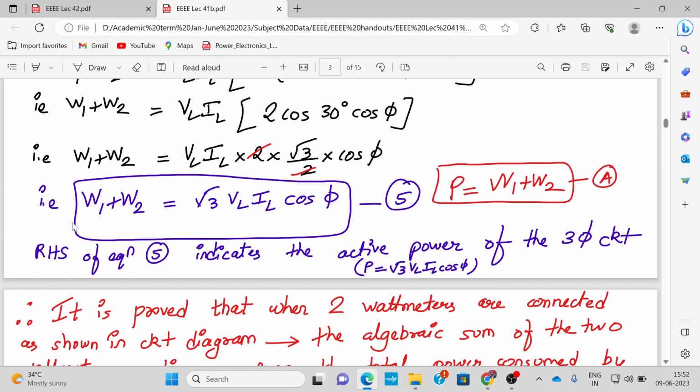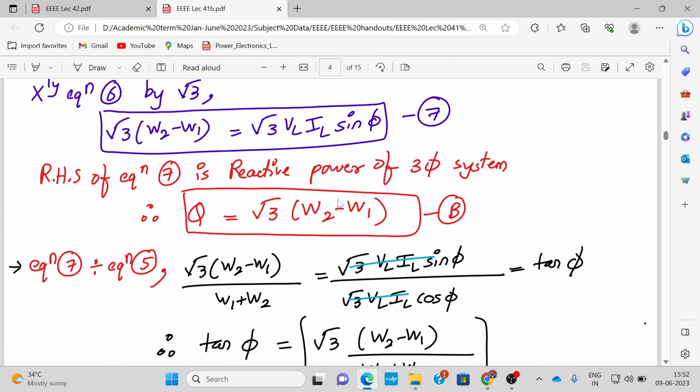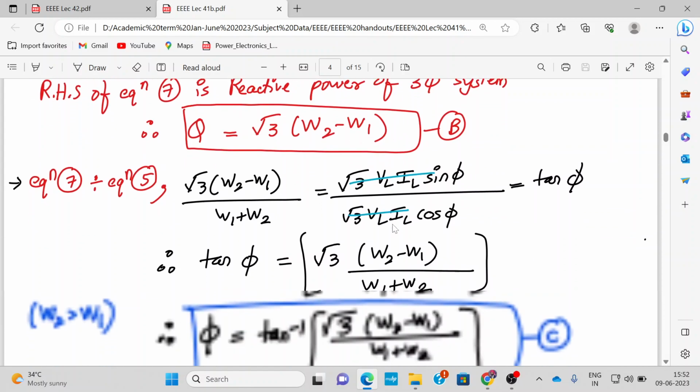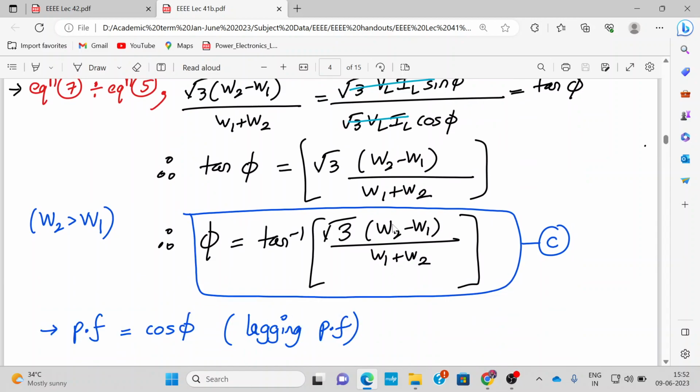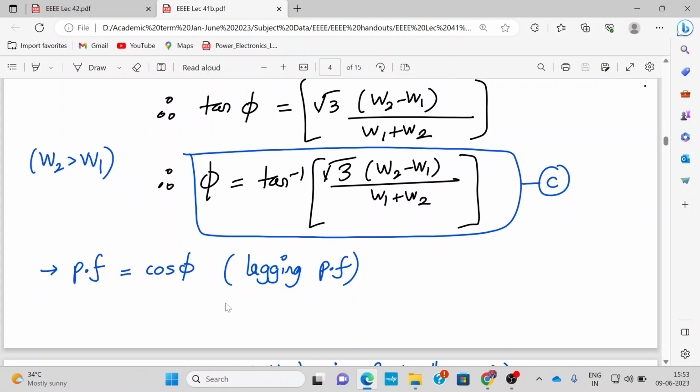So this formula is important: W1 plus W2 is root 3 VLIL cos phi. By doing the algebraic steps, we also realized that the reactive power of the system is Q, which is root 3 times (W2 minus W1), where W2 is greater than W1. The phase angle, considering W2 is greater than W1, is given by tan inverse of root 3 times (W2 minus W1) upon (W1 plus W2). The power factor, leading or lagging, is cos phi. So these formulas are pretty important.